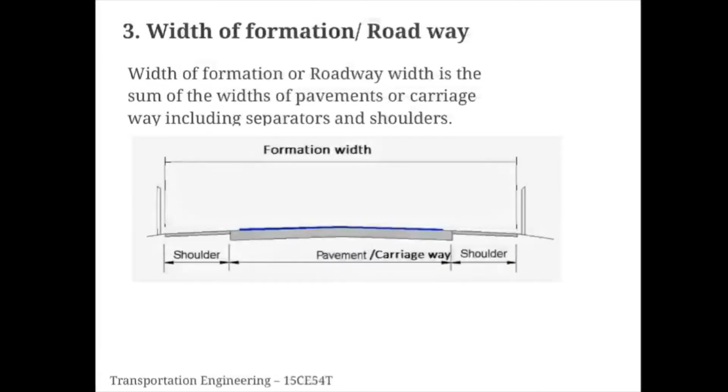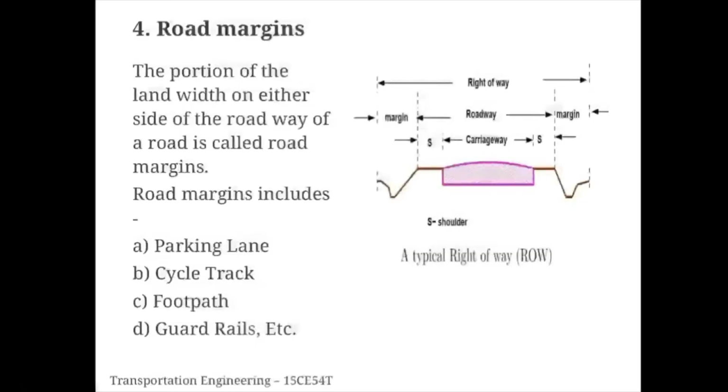The width of formation or roadway width is the sum of the widths of pavements or carriageway, including separators, and shoulders. Carriageway plus shoulders, plus if there is any median in front or in between the carriageway, we have to add that. If it is not there, then we have to add only the width of pavement, that is carriageway, and shoulders.